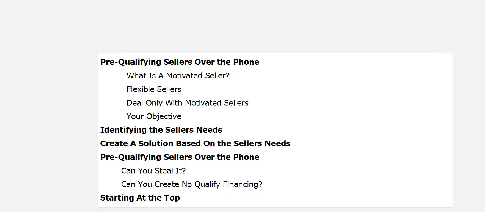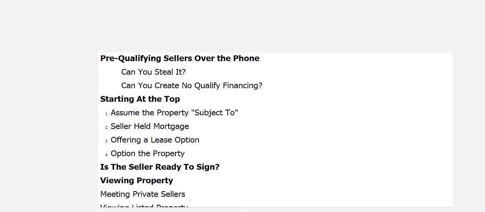Can you steal it? Can you create no-qualify financing? Starting at the top. Now this is important. You want to try to get the property subject to. If you can't do that, get a seller-held mortgage. If you can't do that, do a lease option. If you can't do that, then do an option on the property, or a straight option. Is the seller ready to sign?